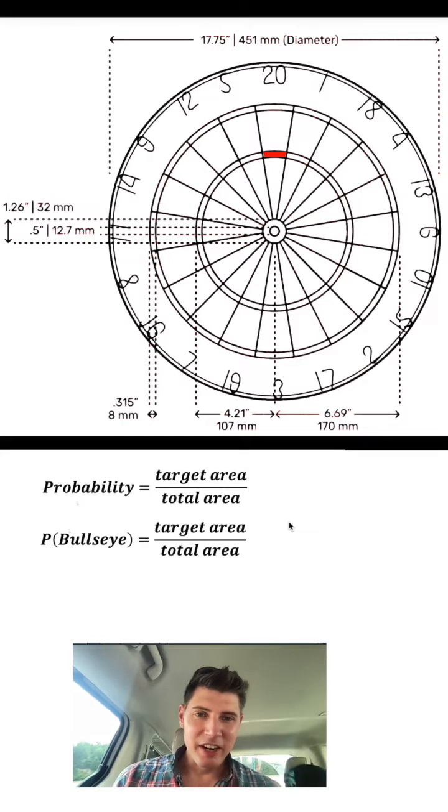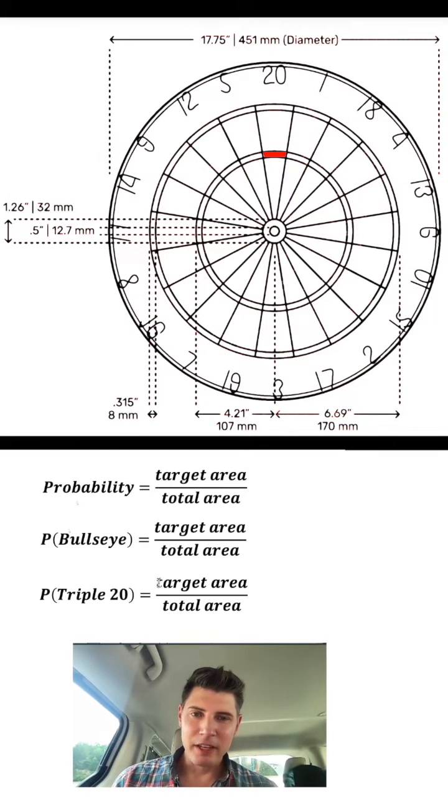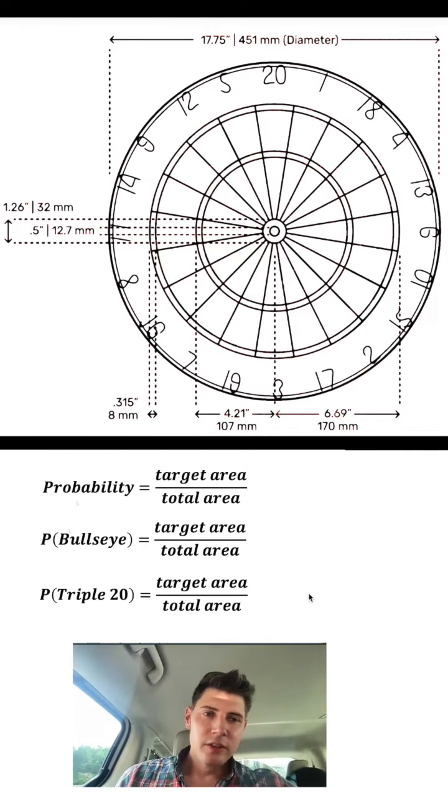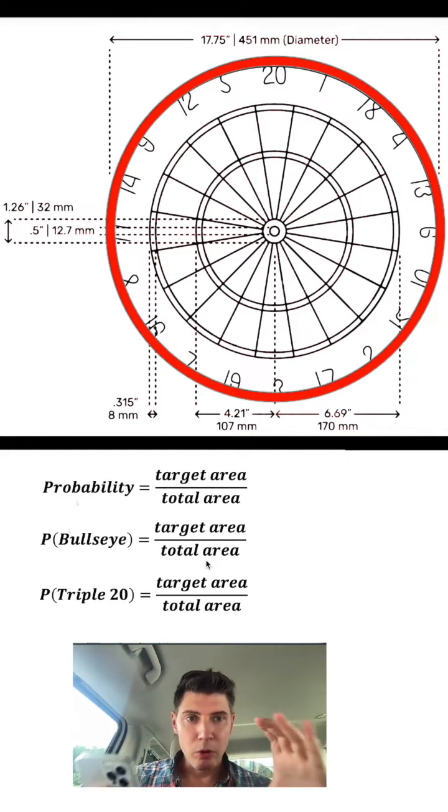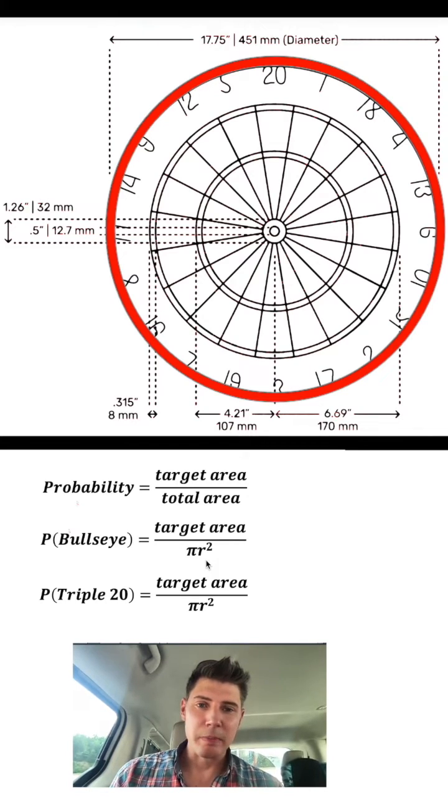So I was kind of curious what the area of that was as well. And that'll be the same thing. It'll be target area over total area. So first, the easiest thing is, what is the total area going to be? So the total area is going to be the whole dartboard. It's a circle, so it's going to be pi r squared.